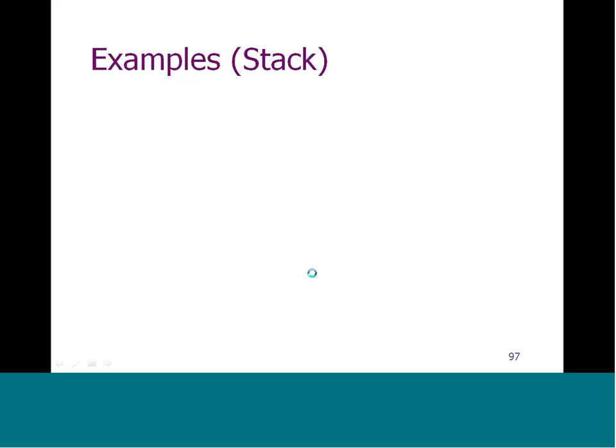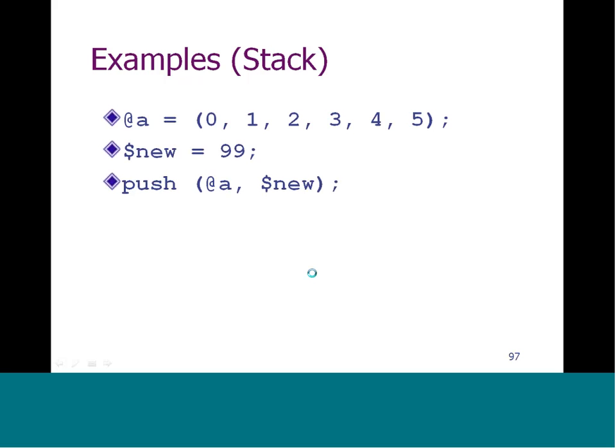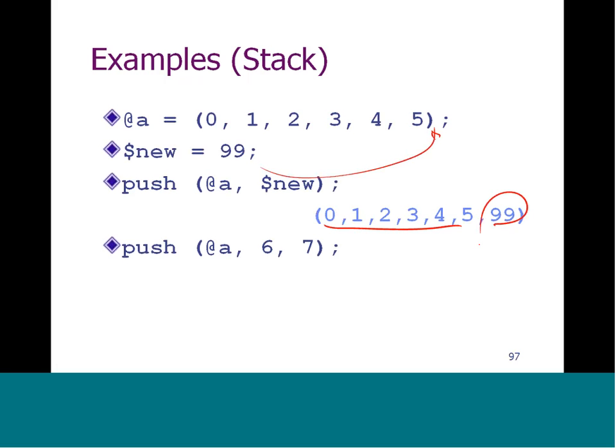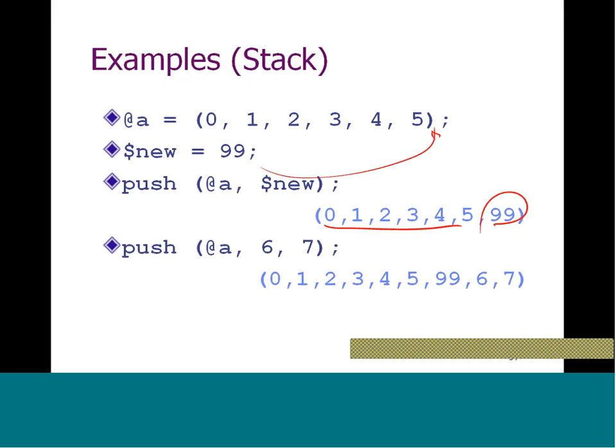Before we go further, let's do some examples again. Here is an example where the array is defined as 0, 1, 2, 3, 4, 5, and then we have a new scalar $new, which is equal to 99, and then we push this $new into the array A. What that means is this is pushed towards the end, so 0, 1, 2, 3, 4, 5 with 99 at the end. Now if you push two values, 6 and 7, they get added after 99.